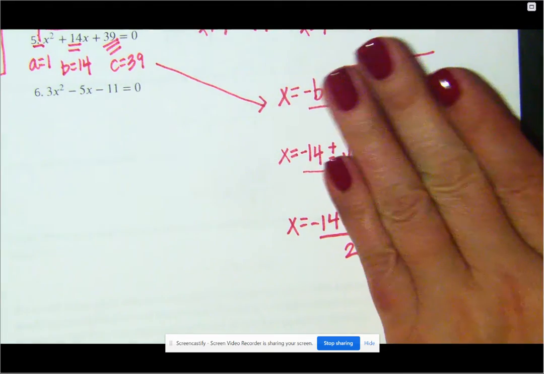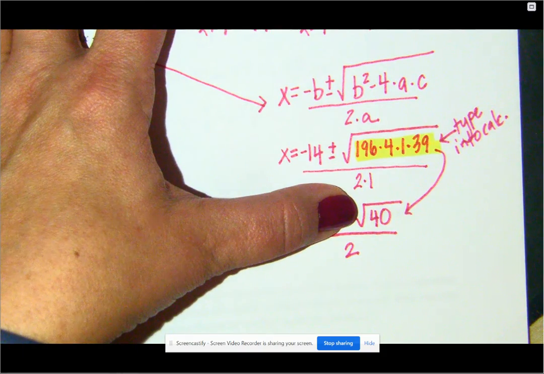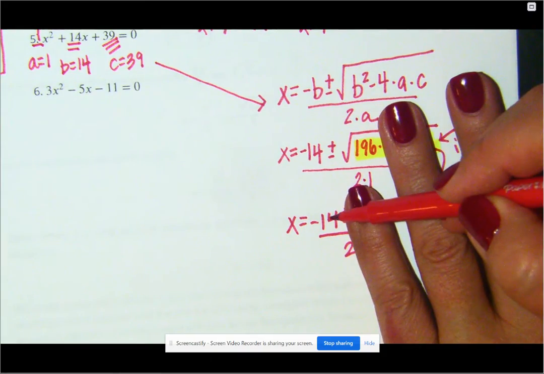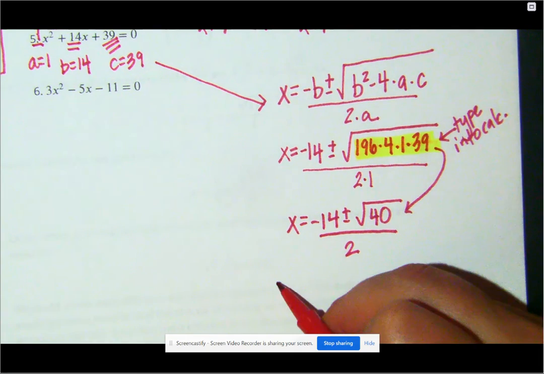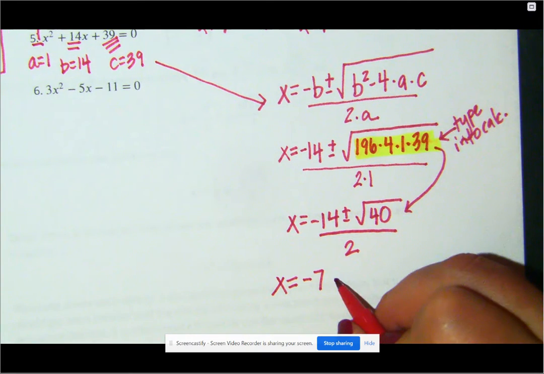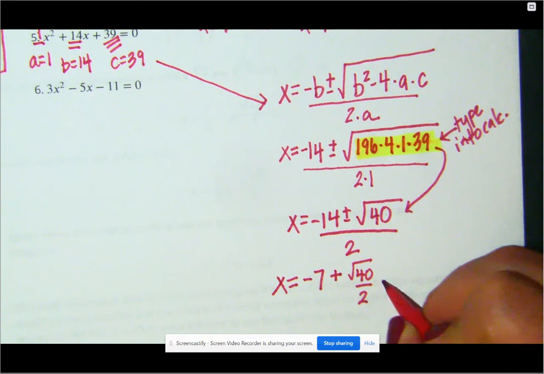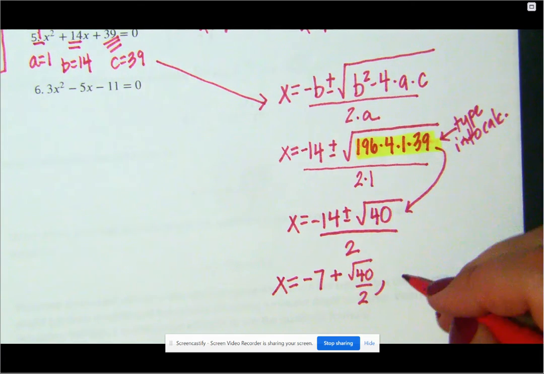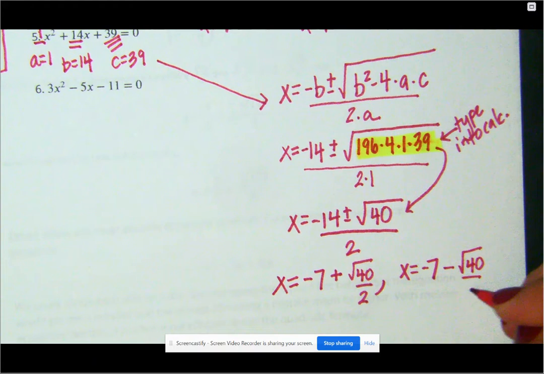So look, 14 is being divided by 2, and the square root of 40 is being divided by 2. You can divide 14 by 2. You cannot divide square root of 40 by 2. So you're going to write it like this. X equals, this becomes -7 plus the square root of 40 over 2. And then you also have -7 minus the square root of 40 over 2. Those are your two answers.